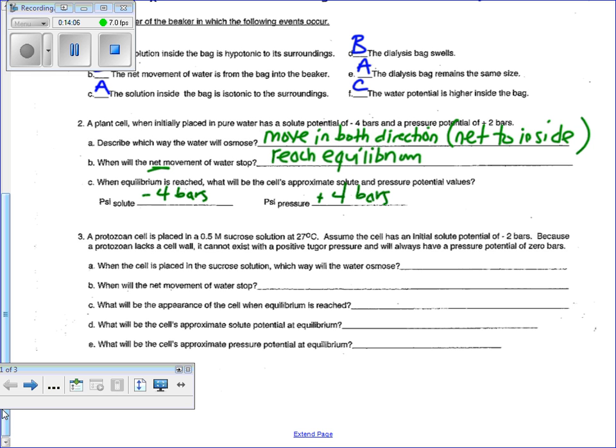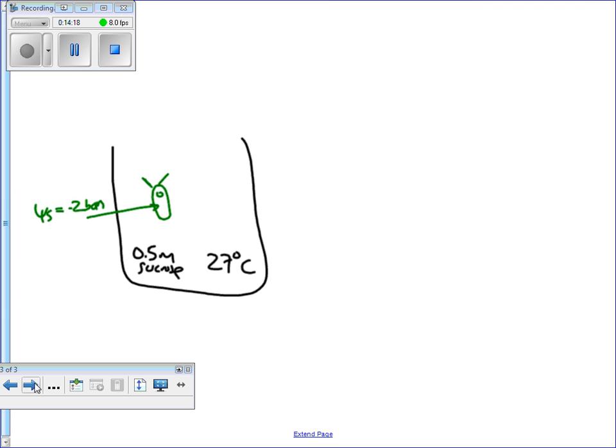So a protozoan placed in this situation has a solute potential of negative 2 bars. Because protozoans lack a cell wall, it cannot exist in a positive turgor pressure and always will have a pressure potential of 0 bars. So if I want its overall water potential, I've got to take pressure potential plus solute potential. Its pressure potential is 0, and its solute potential, we've been told, is negative 2 bars. So its overall water potential equals negative 2 bars, right?